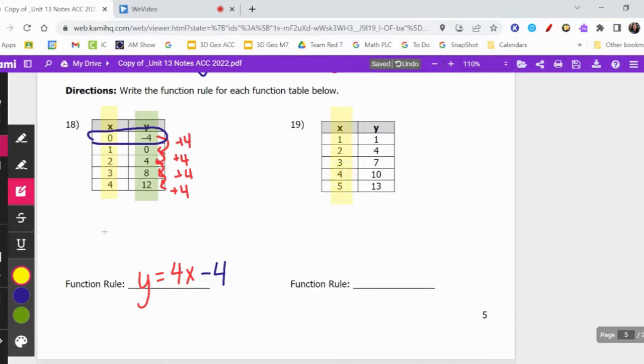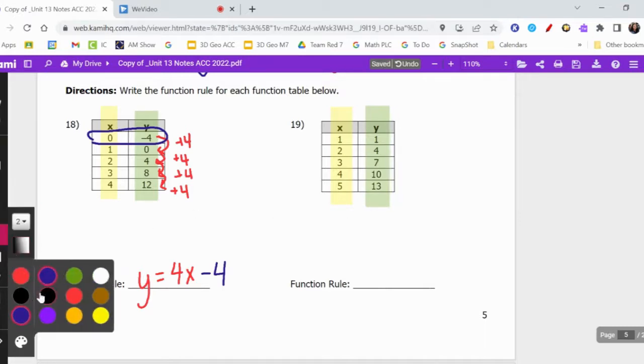Are these all consecutive integers? Yes. All right, let's take a look over here. What pattern are we seeing? Increases by 3, increases by 3, increases by 3, increases by 3. So my function rule is going to start with y equals 3x.